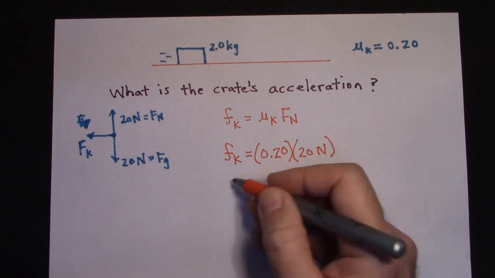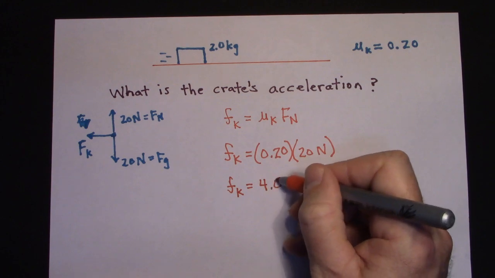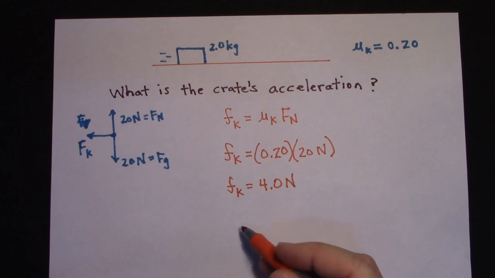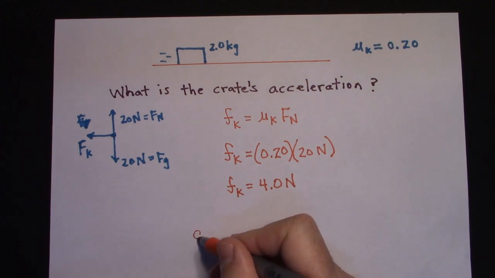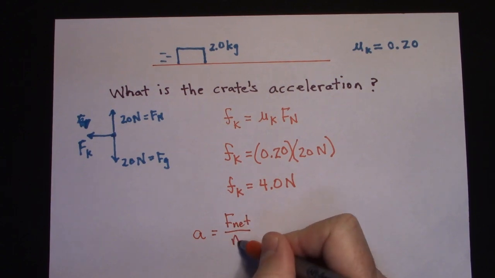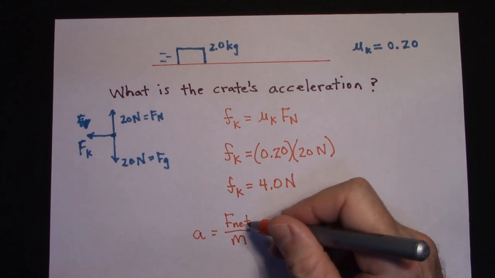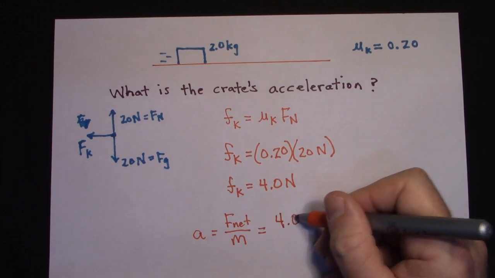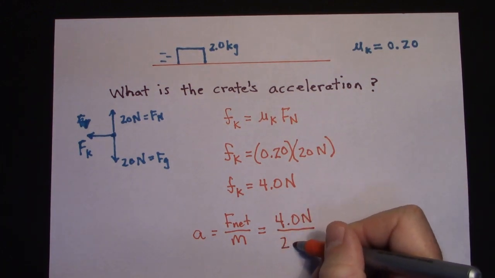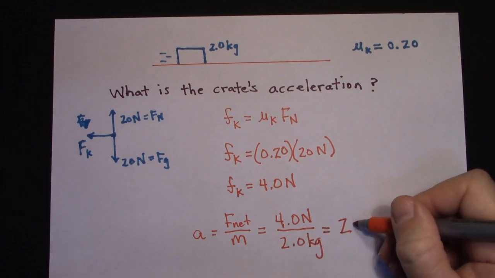So when I do this, the force of kinetic friction is going to give me 4 newtons. So it's 4 newtons to the left. So now to get the acceleration, a equals F net over m. So a is equal to F net, so it's going to be 4 newtons all over 2 kilograms. So that's 2 meters per second squared.